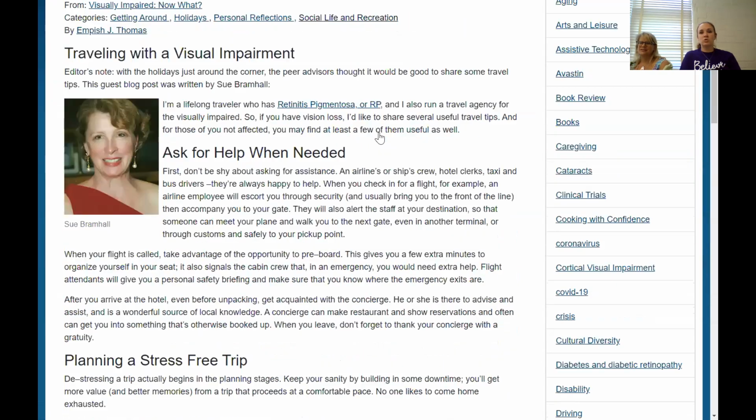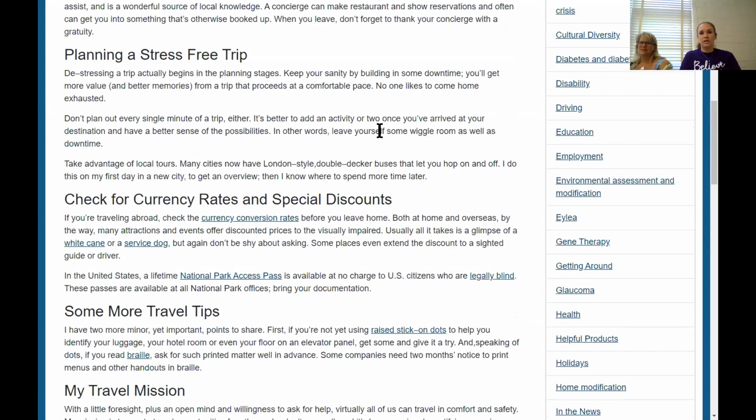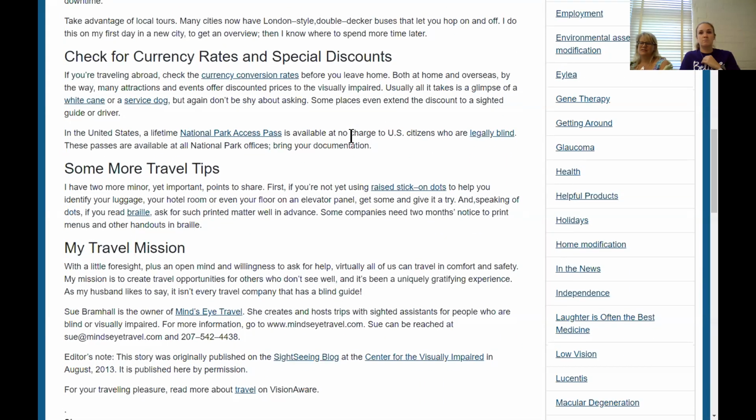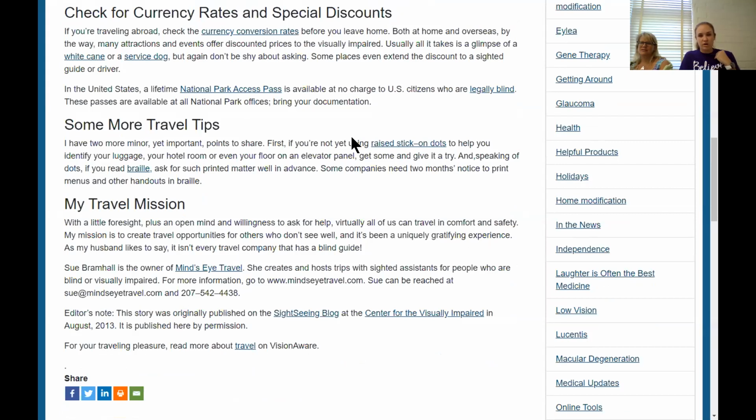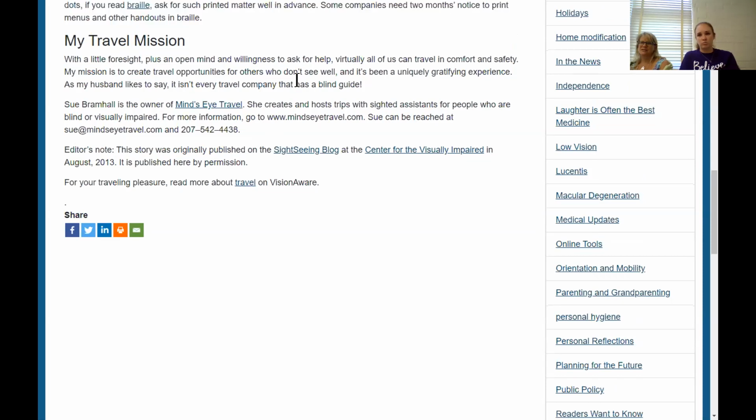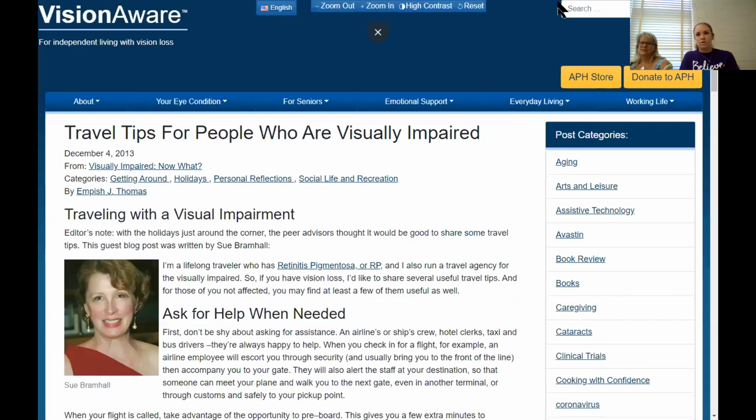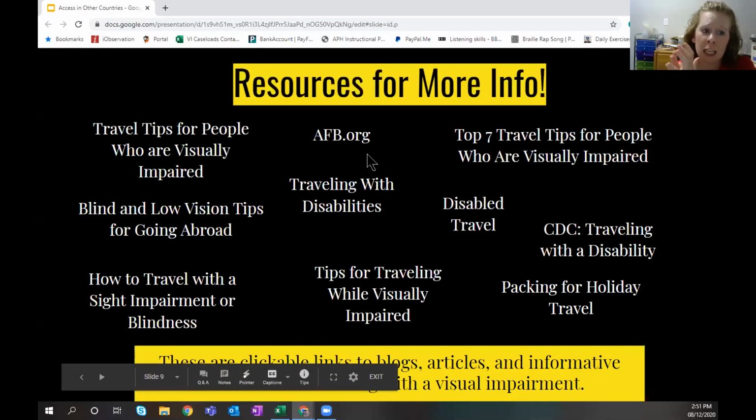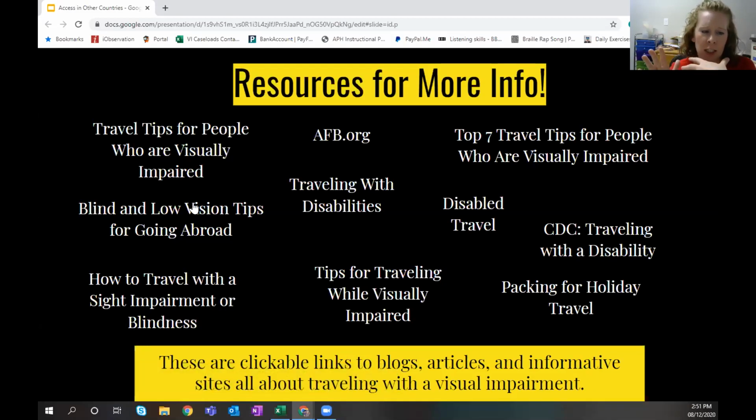This one's from Vision Aware, but it's a whole article on planning a stress-free trip, check for currency rates, some more travel tips, and then it talks about the lady who wrote the article and her mission for traveling. And so guys, part of the reason you want to check for currency rates is sometimes they charge a fee when you change your money over. Yeah, so you've got to be aware of that.